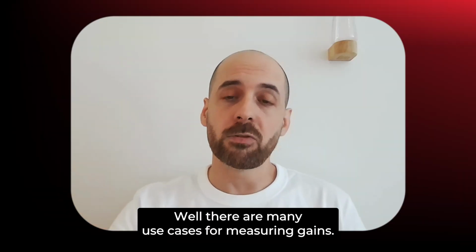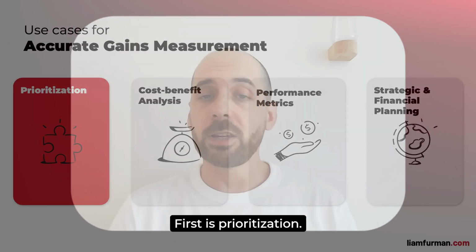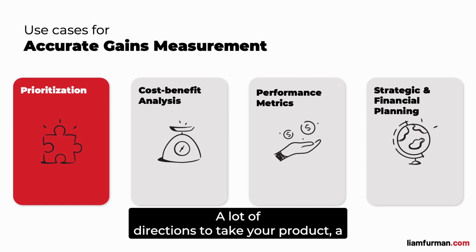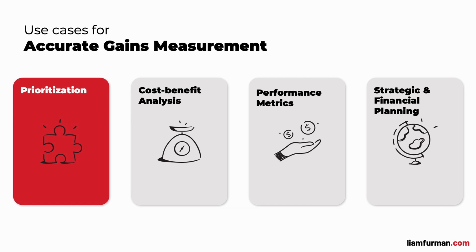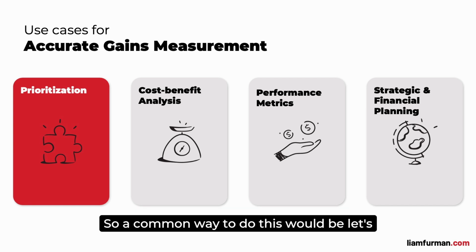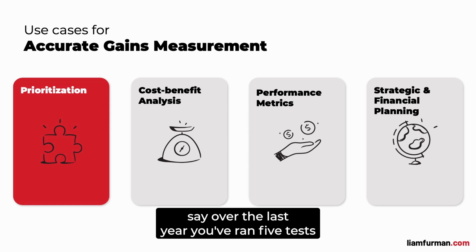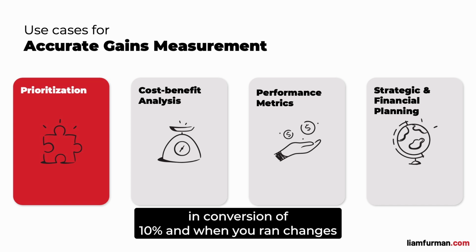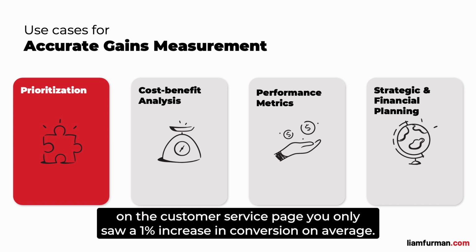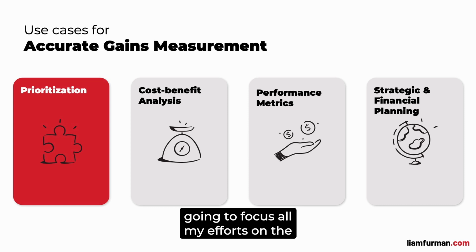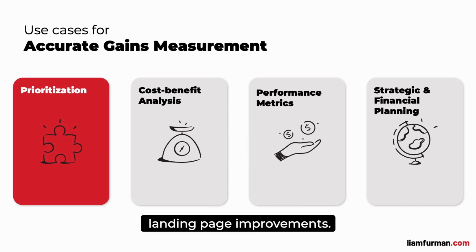Well, there are many use cases for measuring gains. First is prioritization. There's a lot of things you could potentially work on, a lot of directions to take your product, a lot of UI elements you could work on improving, and you need to decide which of those is worth your time. So a common way to do this would be, let's say, over the last year, you've run 5 tests on the landing page and you saw a net increase in conversion of 10%. And when you ran changes on the customer service page, you only saw a 1% increase in conversion on average. So based on that, you could decide, okay, I'm going to focus all my efforts on the landing page improvements.